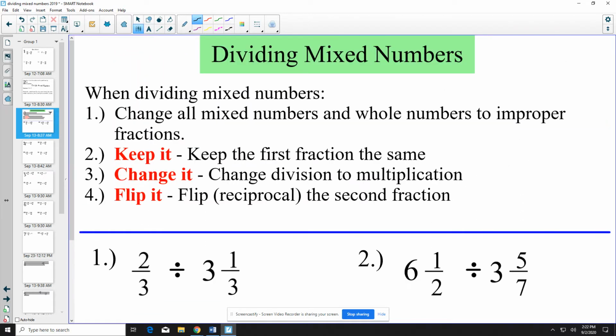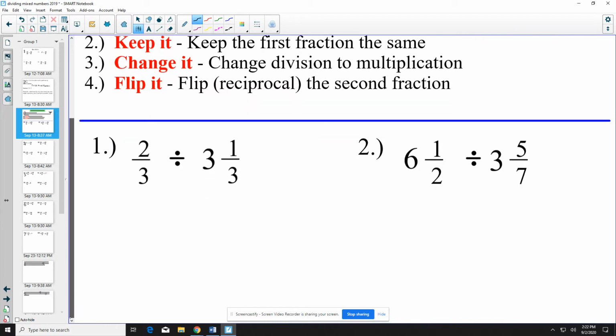Okay, so in your notebook, I want you to write down number one. Number one says 2/3 divided by 3 1/3. Okay, so first step is to make that 3 1/3 improper. So go ahead and write 2/3 divided by. And then what we're going to do is make 3 1/3 improper. We're going to take 3 times 3, which is 9, plus 1 to get 10. And remember the denominator stays 3.